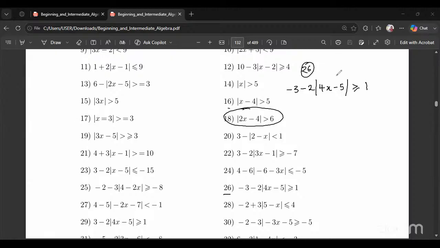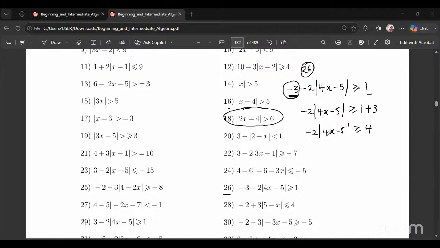Now, how do I even start solving this problem? First thing, I need to get rid of -3 from this left hand side. I need to switch it over to the right hand side. So that's going to become -2 absolute value of 4x minus 5, and that is all greater than or equal to 1 plus 3. When you switch -3 to the other side of the equation, it becomes +3, right? So now we have -2 absolute value of 4x minus 5 is greater than or equal to 4.